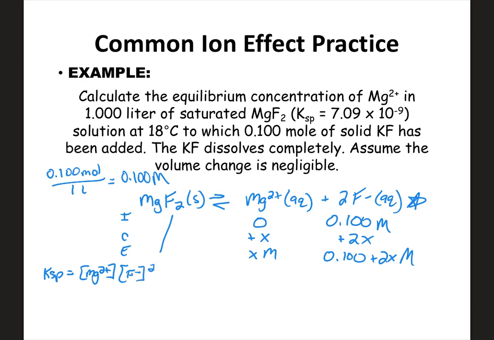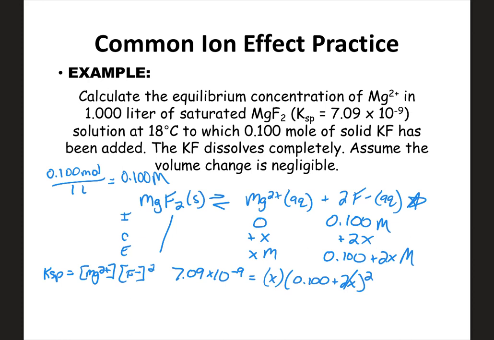All right, so now when I plug in the values here, I know I had a Ksp of 7.09 times 10 to the minus 9th, and that would be equal to x for my concentration of Mg2+, and then my concentration of F- is 0.100 plus 2x, and this would be squared. Now, because the Ksp here is times 10 to the negative 9th, we can assume that any change here would be negligible, so we can usually eliminate the plus x amount from one of those ions. So that's good. It makes our math a little bit easier.